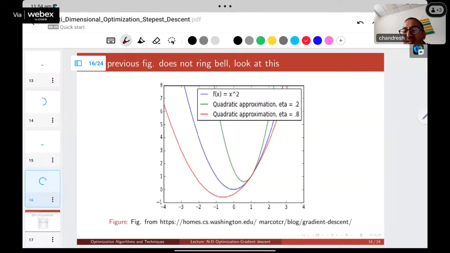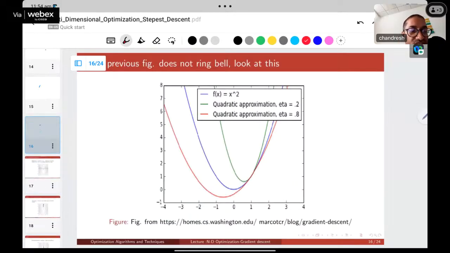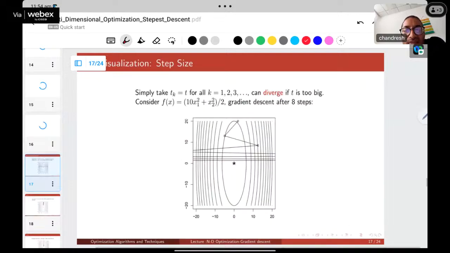Everybody see that? We are optimizing this quadratic function, and the role of alpha plays a significant role, because the minimum of the green function and the red function are different. That's what will happen if you change the alpha differently. This slide will tell you everything about this step size. My bad, I am using tk as a step size, but tk is the same as alpha, so don't worry.